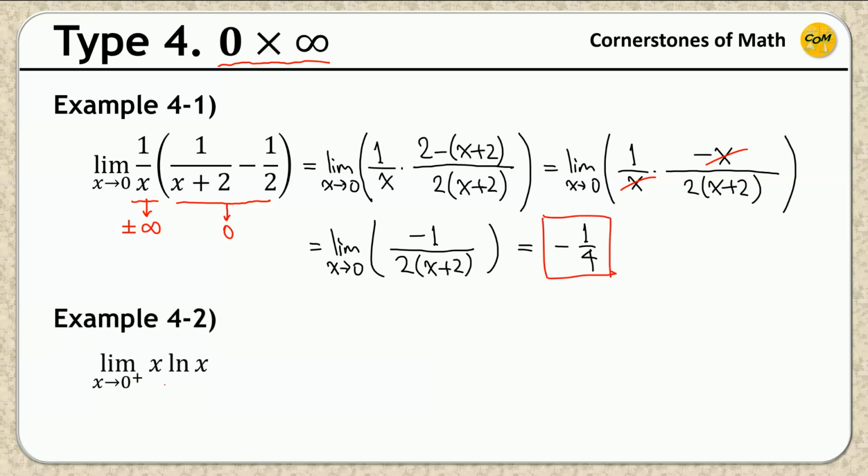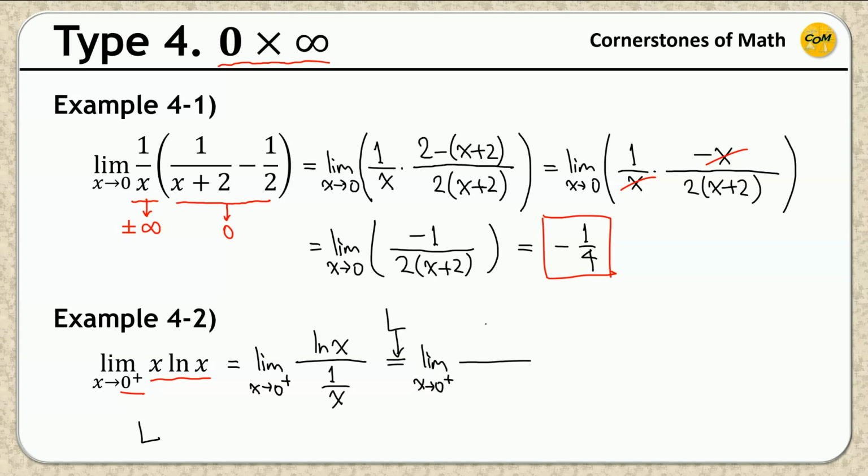Another famous one is the limit of x ln x as x approaches 0 from the right. This is another famous example of applying L'Hopital's rule. Just change the function into ln x divided by 1 over x and apply L'Hopital's rule. Then we have 1 over x divided by minus 1 over x squared. So it is just the limit of minus x, which gives 0.